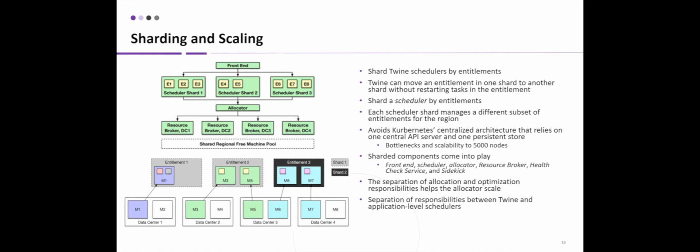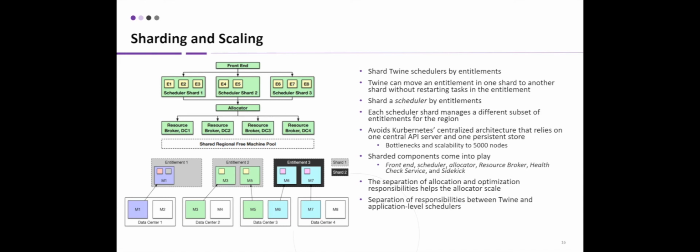So the scheduler is of course sharded because that's probably one of the most important, because it is the control plane. If that goes down, then almost everything goes down. And that's how they made it fault tolerant. So it avoids the Kubernetes centralized architecture that usually relies on one central API server and one persistent store. And that's why you saw that there's a bottleneck where it can only handle about 5,000 nodes. So all these components you see here could be sharded. And that's because it also wants to make sure that these components don't go down. If they do go down, then we have that way to bring them back.